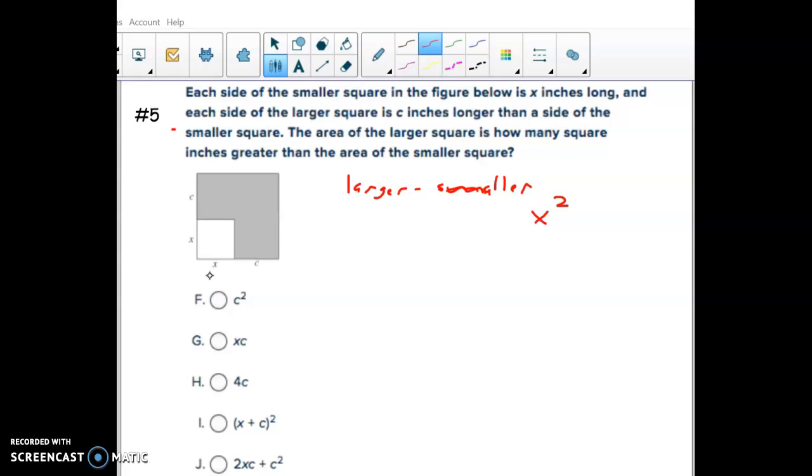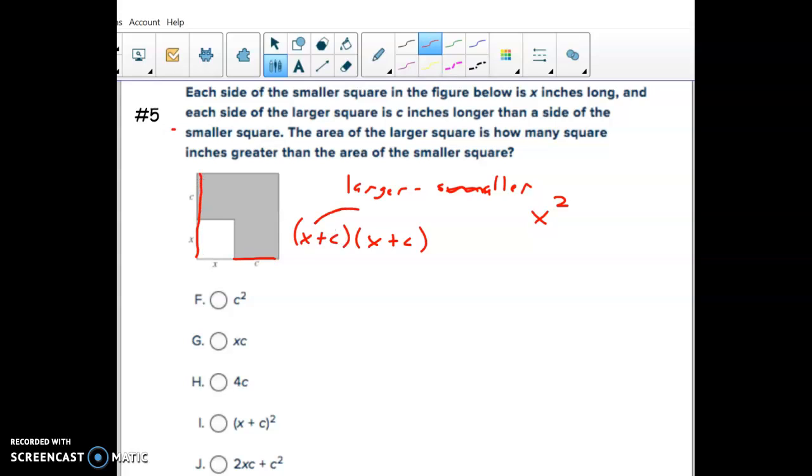Okay, so to find the area of the larger, each side is c longer than the smaller square. So this whole side is x plus c. So to do the area of the larger, we have to do x plus c, that's one side, times the other side, because it's a square, is the same, x plus c. Okay, you can kind of see that visually there. That side's x plus c.